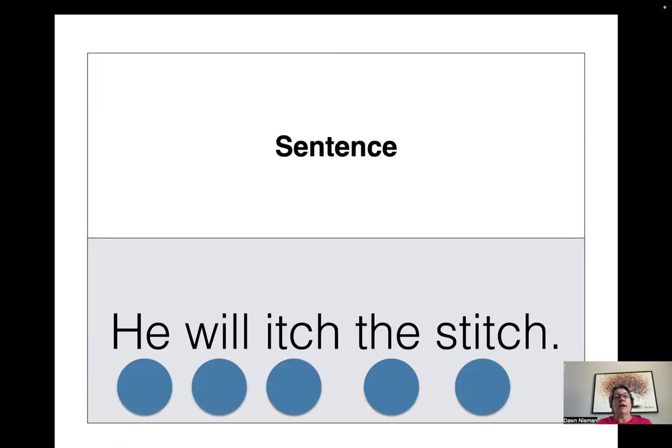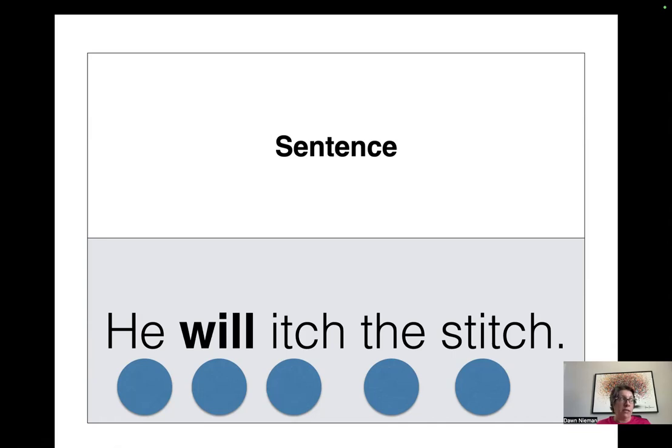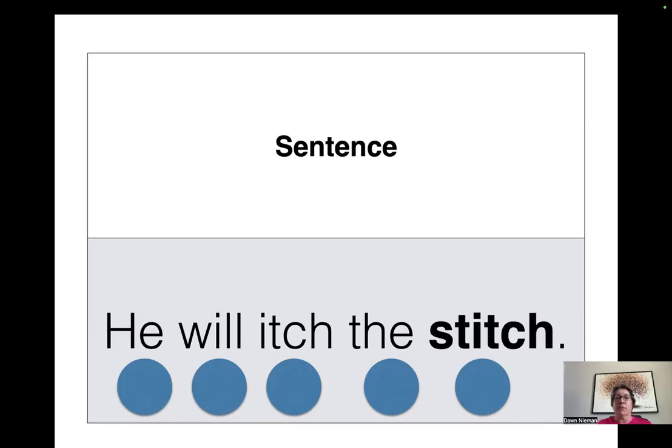You will definitely want them to read phrases, and you can have them reread them for fluency. When you get to sentences, he will itch the stitch. And if you want them to touch each word or touch a circle underneath, you can. You can have them read it again for fluency. He will itch the stitch. Okay, what does that mean? When did he do it, or when is he going to do it?